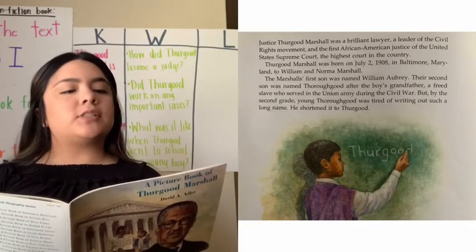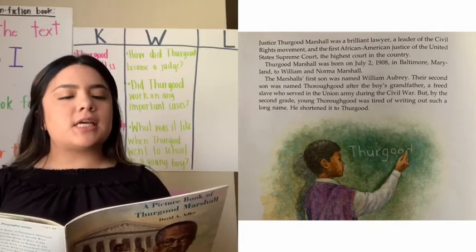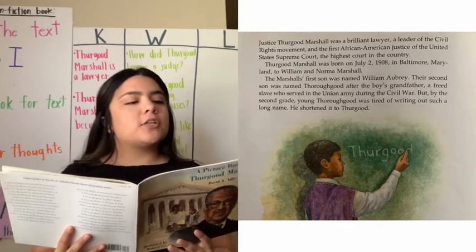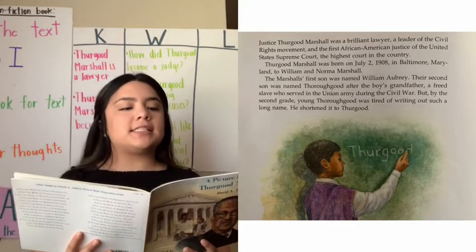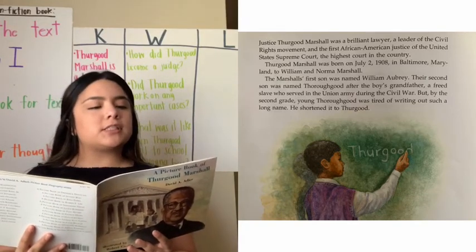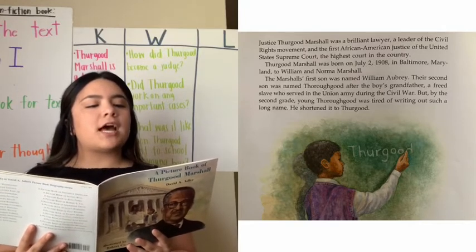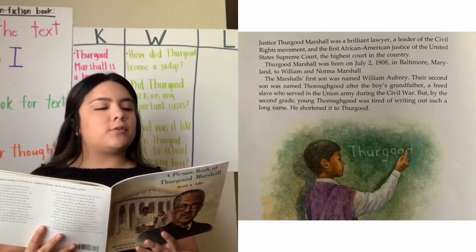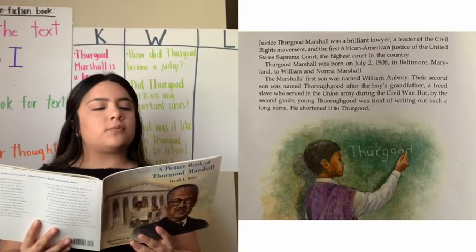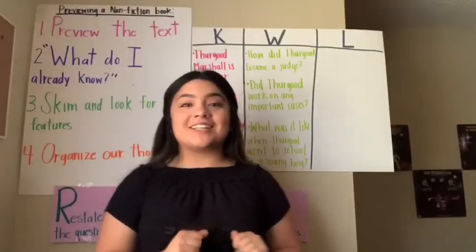Justice Thurgood Marshall was a brilliant lawyer, a leader of the civil rights movement, and the first African American justice of the United States Supreme Court, the highest court in the country. Thurgood Marshall was born on July 2nd, 1908 in Baltimore, Maryland, to William and Norma Marshall. The Marshalls' first son was named William Aubrey. Their second son was named Thurgood after the boy's grandfather, a freed slave who served in the Union Army during the Civil War. But by the second grade, young Thurgood was tired of writing out such a long name, he shortened it to Thurgood.